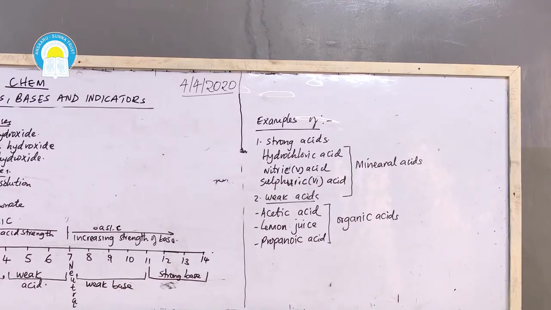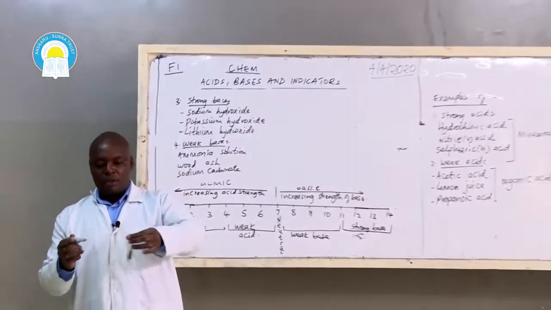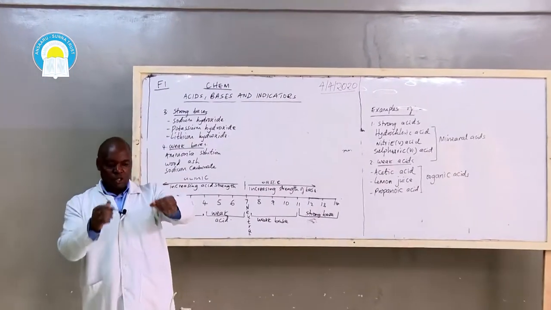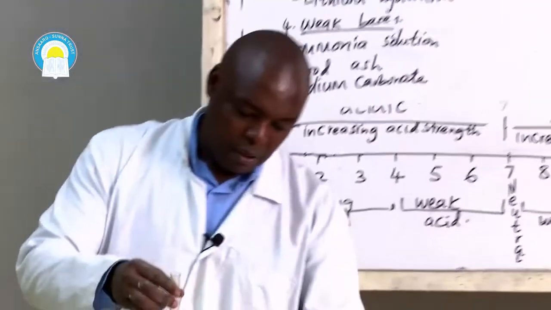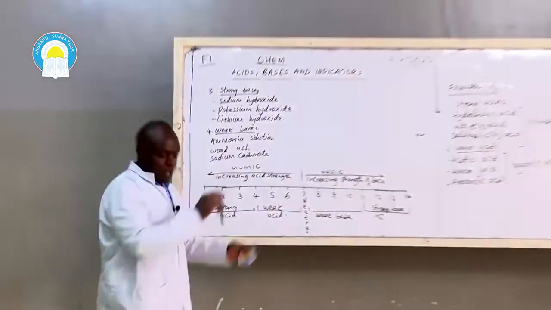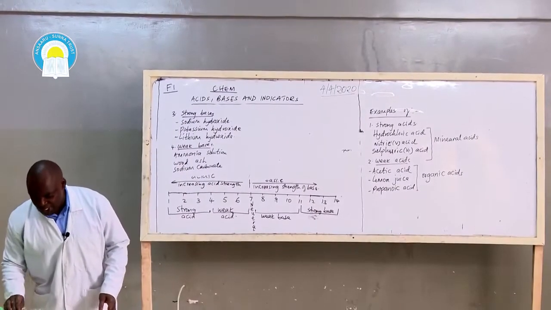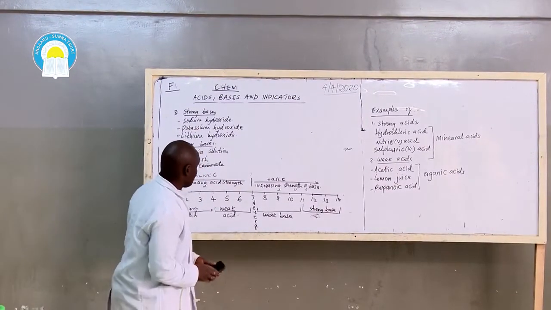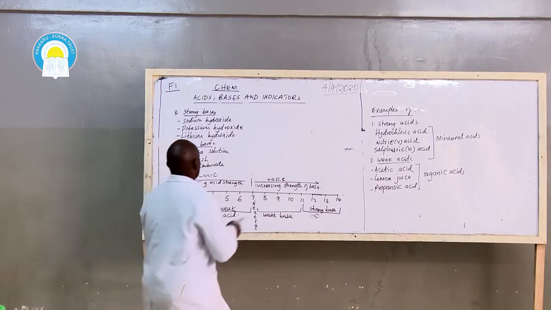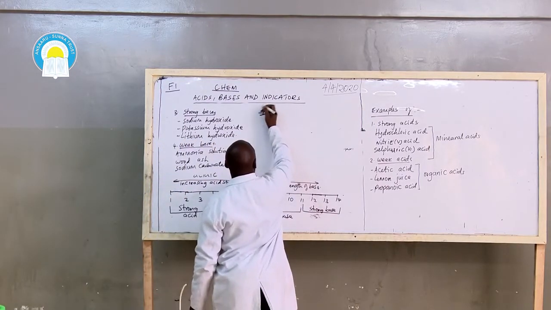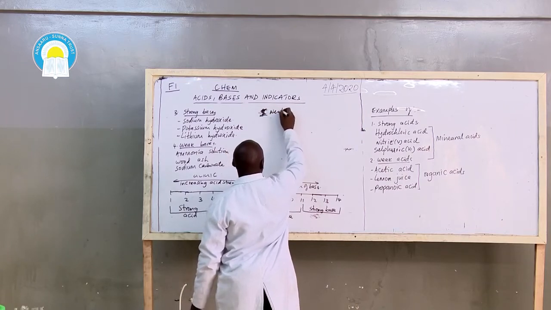I can also have another one, which is distilled water. Let me use the wash bottle, the water that is in this wash bottle. You see, the distilled water also shows a pH of 7. Green, pH 7. So, examples of neutral substances. Number 5, neutral substances.